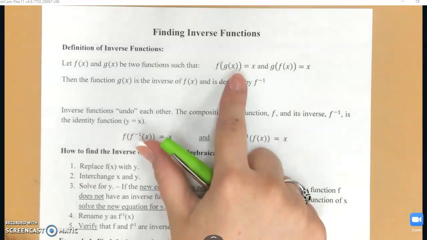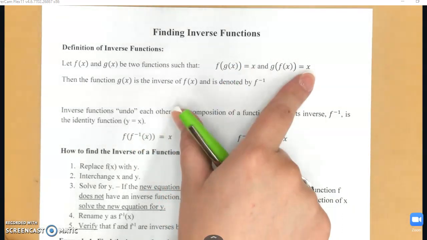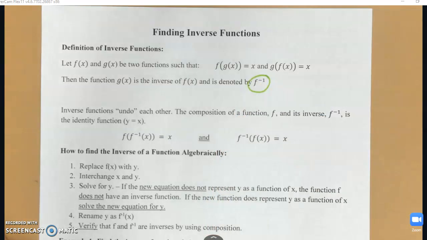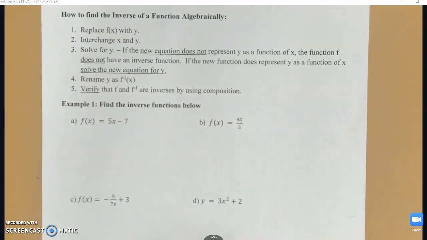And the way I can verify if I have two functions that are inverses is when I do composition both ways, I get x by itself as the result. And then remember this f to the negative 1 power, that is our notation for an inverse. And now we are going to follow these steps here to find an inverse when you're given a function.